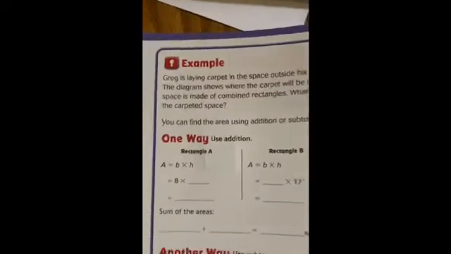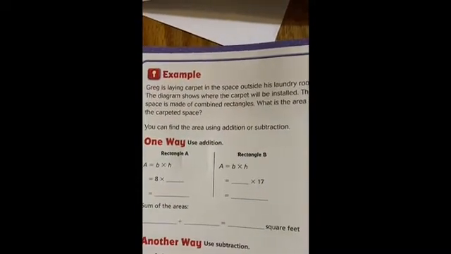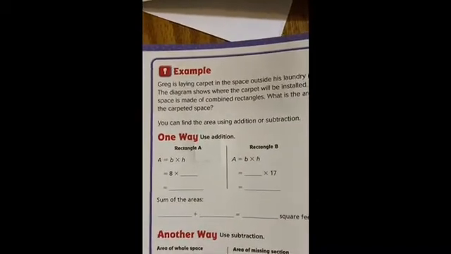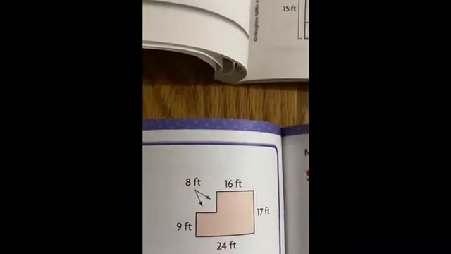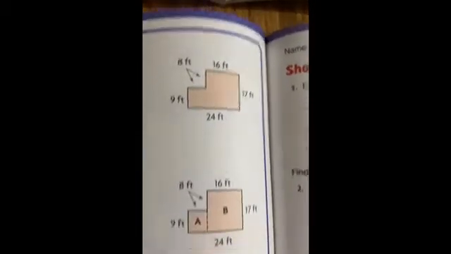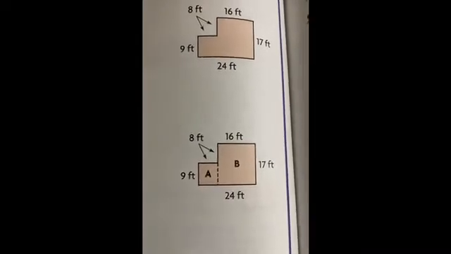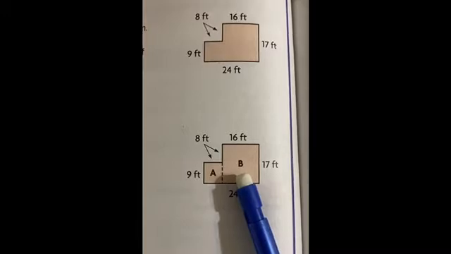So you can find the area using addition or subtraction. One way is to use addition. What I was telling you up here is that we need to divide this into 2 separate rectangles, find each area, and then combine them. So this is how they have decided to do it. They're going to find the area of rectangle A, and then the area of rectangle B.